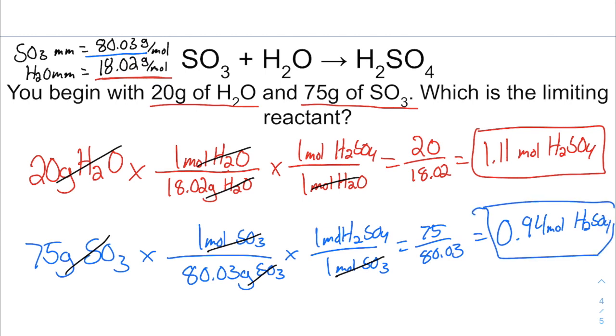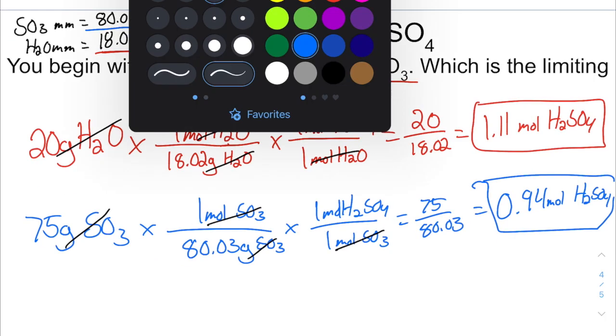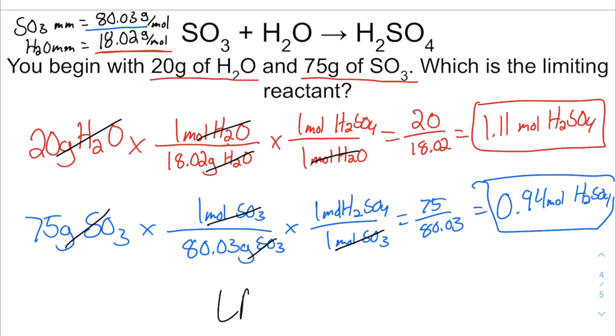Now we compare them. We've figured out that the amount of water would make 1.11 moles of H2SO4. We found out that the amount of SO3 could make 0.94 moles of H2SO4. Based on these two amounts, which of the two reactants do you think is the limiting reactant? Based on these two amounts, our limiting reactant is going to be SO3. The reason being is it can make the least amount. So that means that it will run out before the H2O.